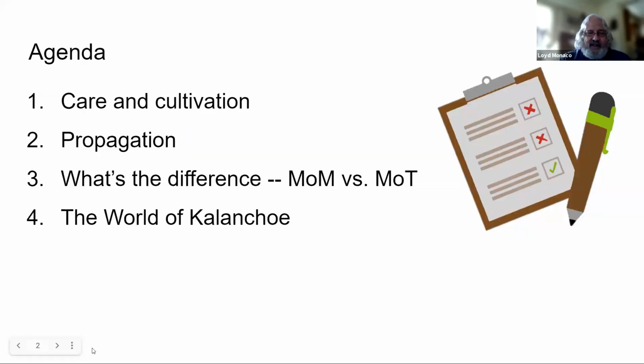For the agenda today, we're going to be dealing with the care and cultivation and propagation, and the differences between an MOM versus an MOT. Let me describe that first. MOM will refer to mother of millions, and MOT will refer to mother of thousands. They are two distinct, different Kalanchoe, and we will hopefully clarify that so that you'll be able to look at it at a glance, but there is a distinct difference. So, welcome to the wonderful world of Kalanchoe.